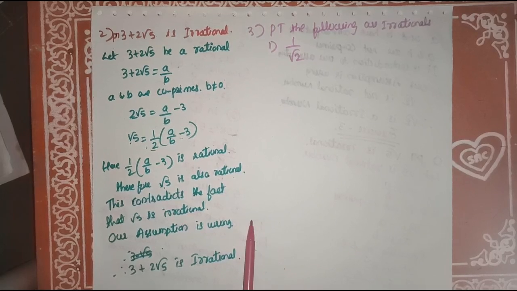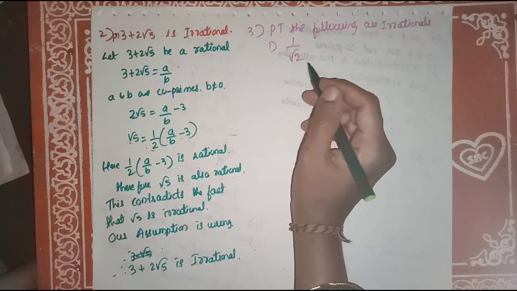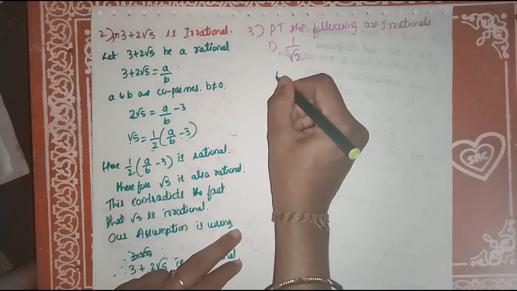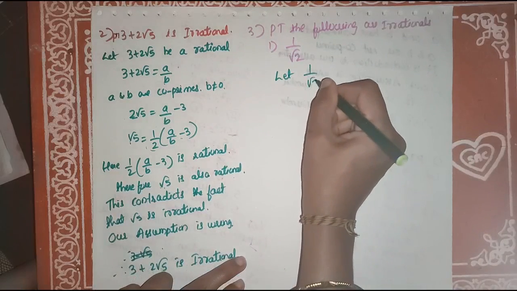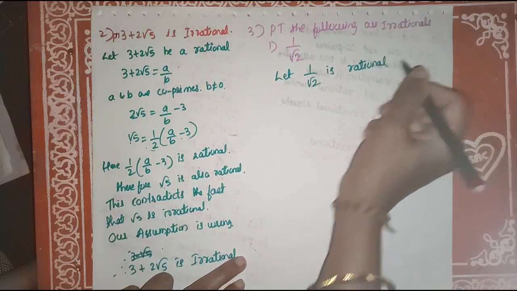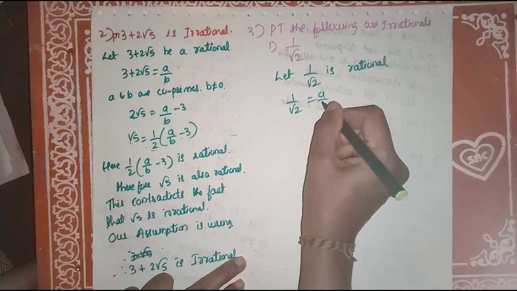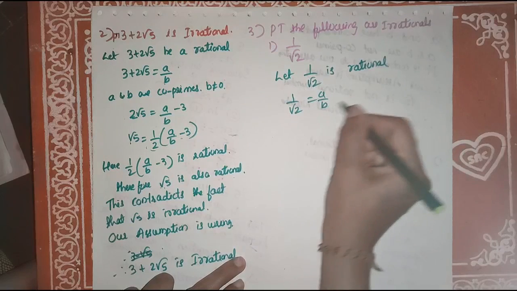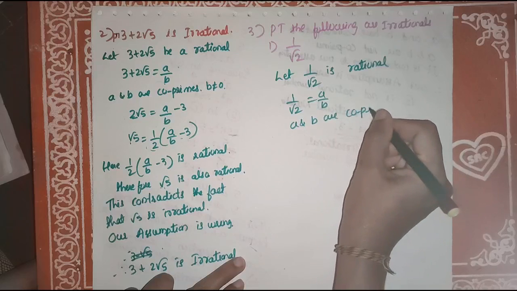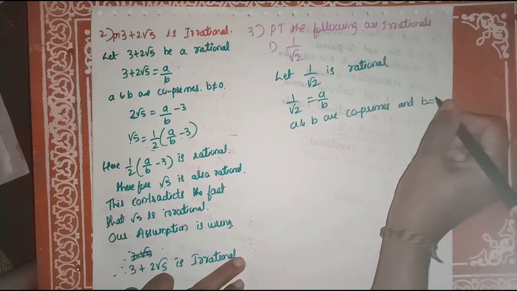The third main question is to prove that the following are irrational. The first one is 1 by root 2. Here also, let 1 by root 2 be rational. We assume this as rational. It means 1 by root 2 is equal to a by b, where a and b are co-primes and b is not equal to 0.